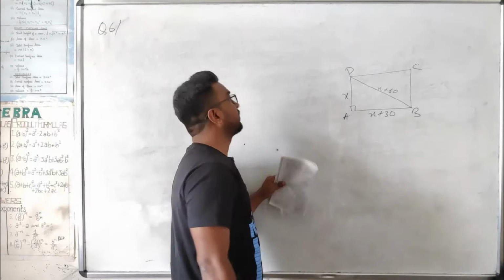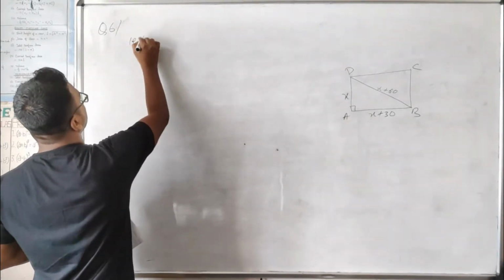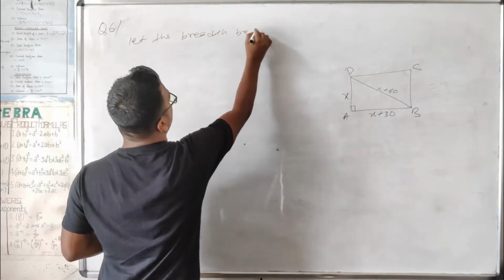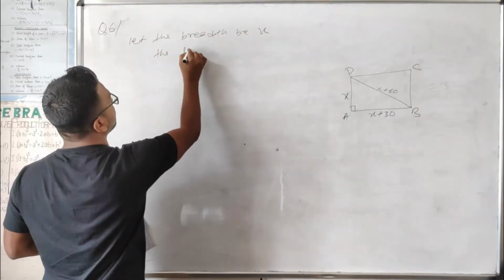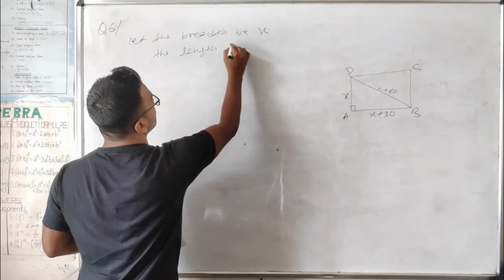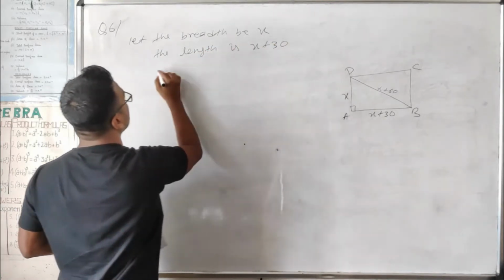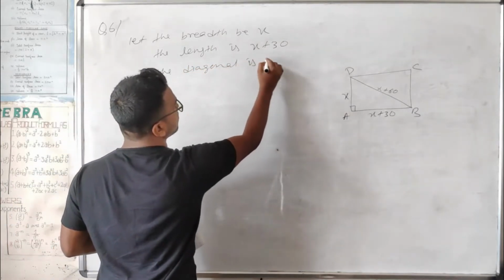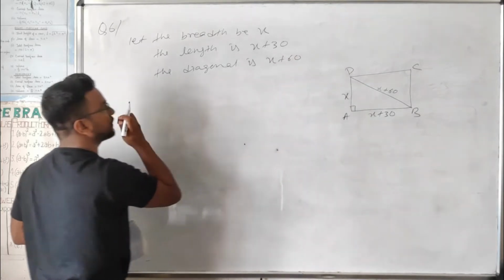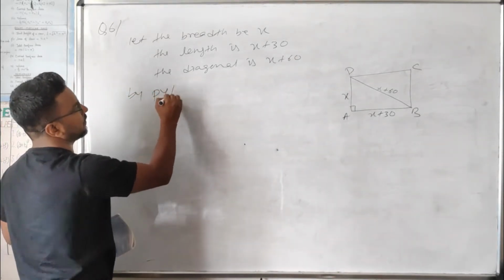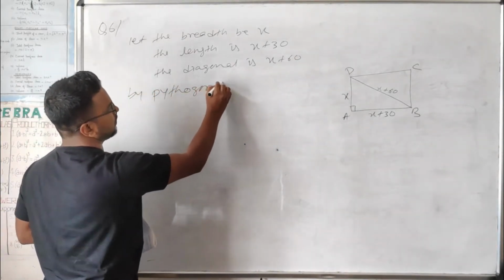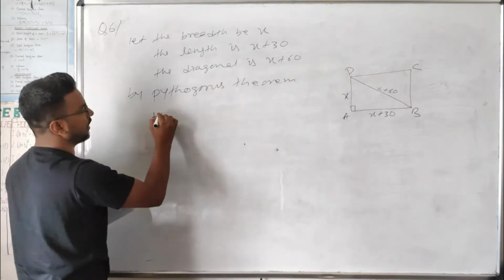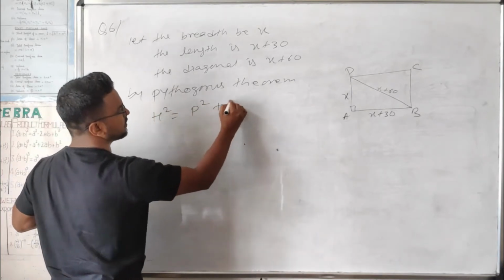Okay, so let me write, let the breadth be x, the length is x plus 30, the diagonal is x plus 60. So by Pythagoras theorem, that is h square equals to p square plus b square.